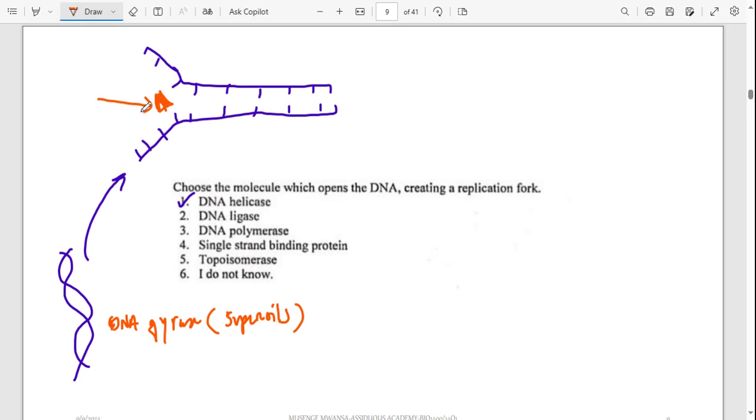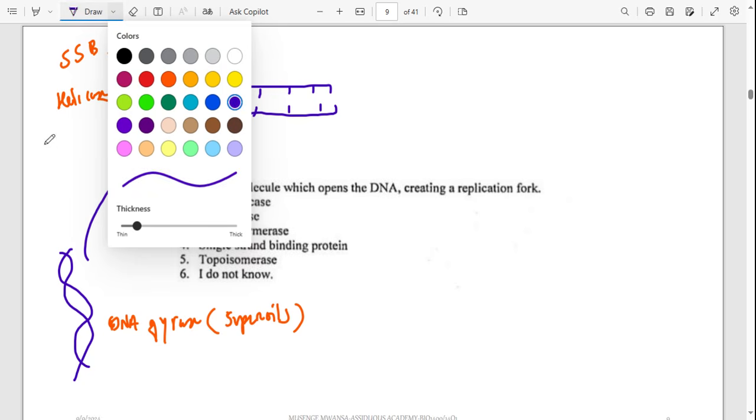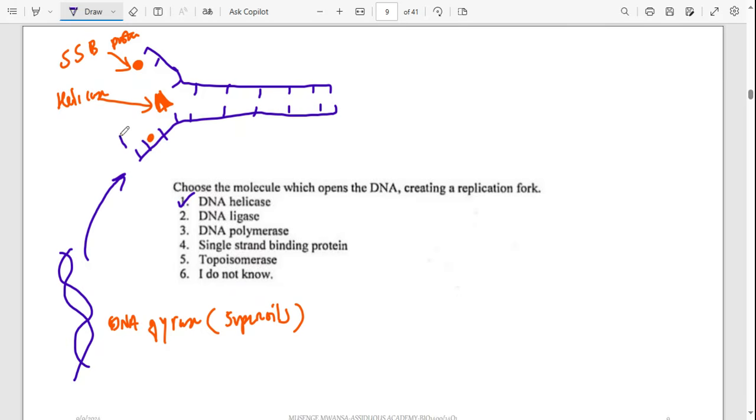What is helicase doing? It is separating the two strands. Now the strands which have been separated, you are going to have another protein here known as single stranded binding protein, SSB protein. That one is binding to these regions that have been separated to prevent them from coming back together. And then as helicase is going forward, DNA polymerase is going to be forming a new strand like this.